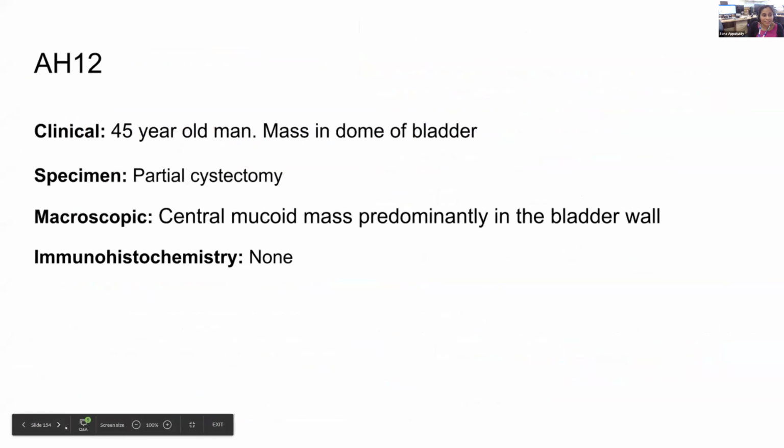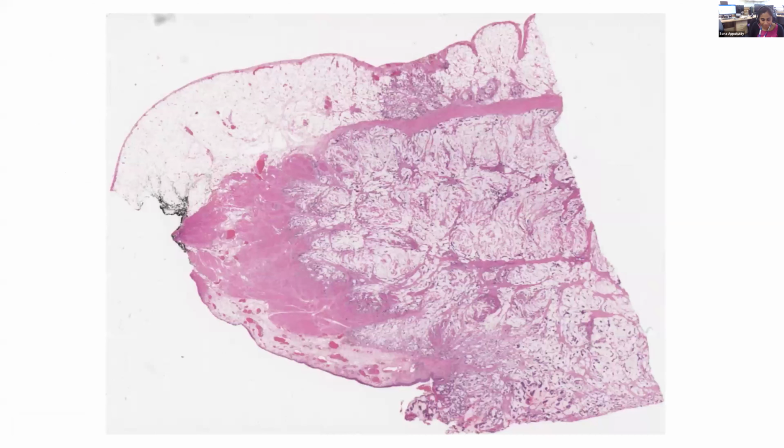So moving very quickly from the penile area, before any questions come, to case 12: a 45-year-old man, mass in the dome of bladder, and we're given a partial cystectomy. They're trying to point out a central mucoid mass, predominantly in the bladder wall. No immunohistochemistry is provided. So this is the section which we are provided with.